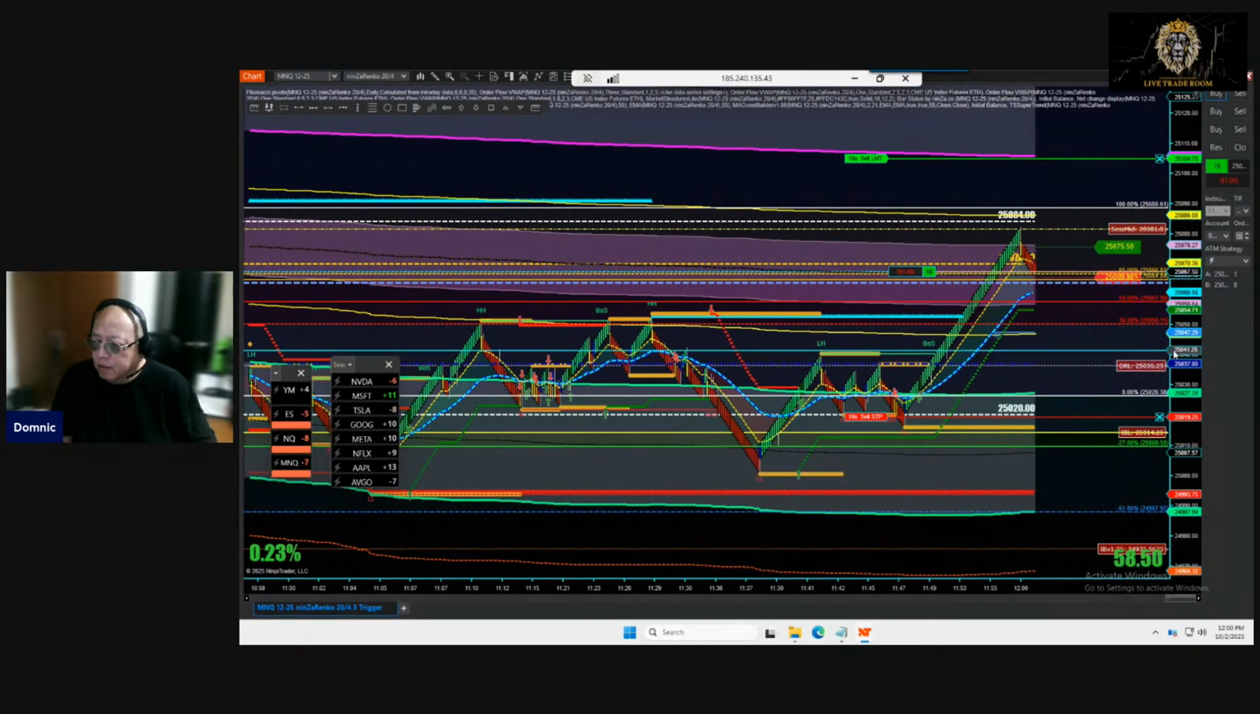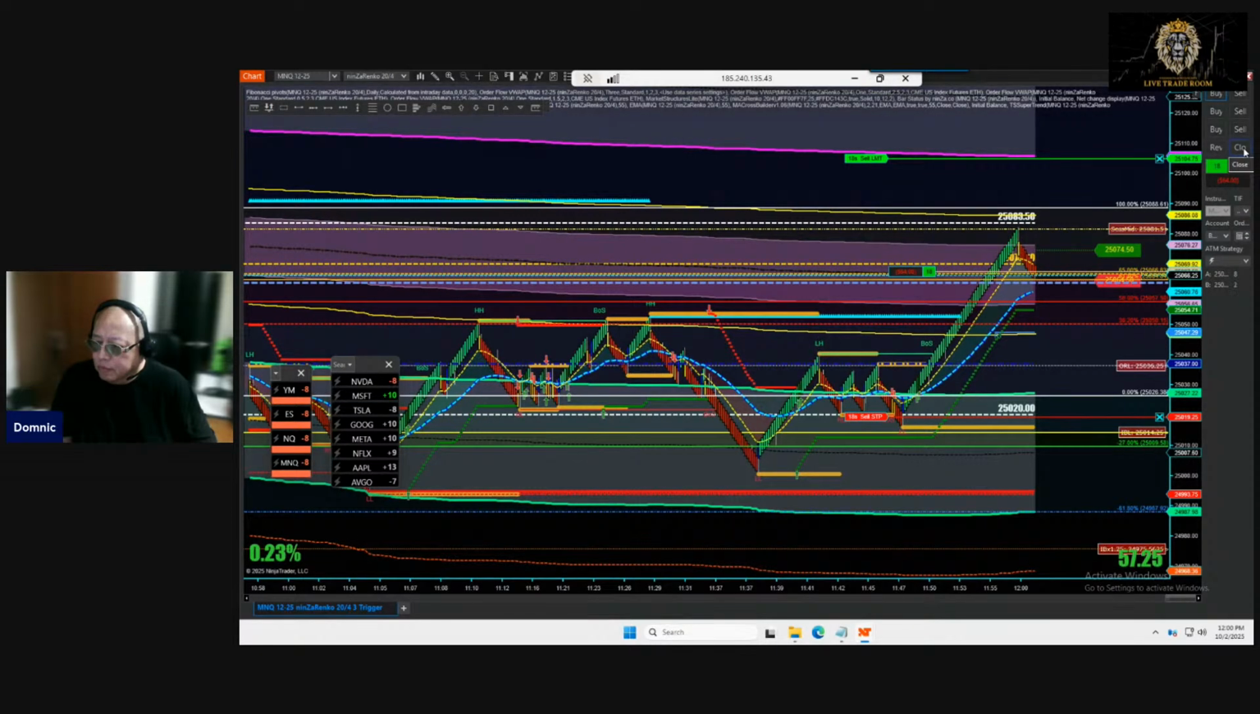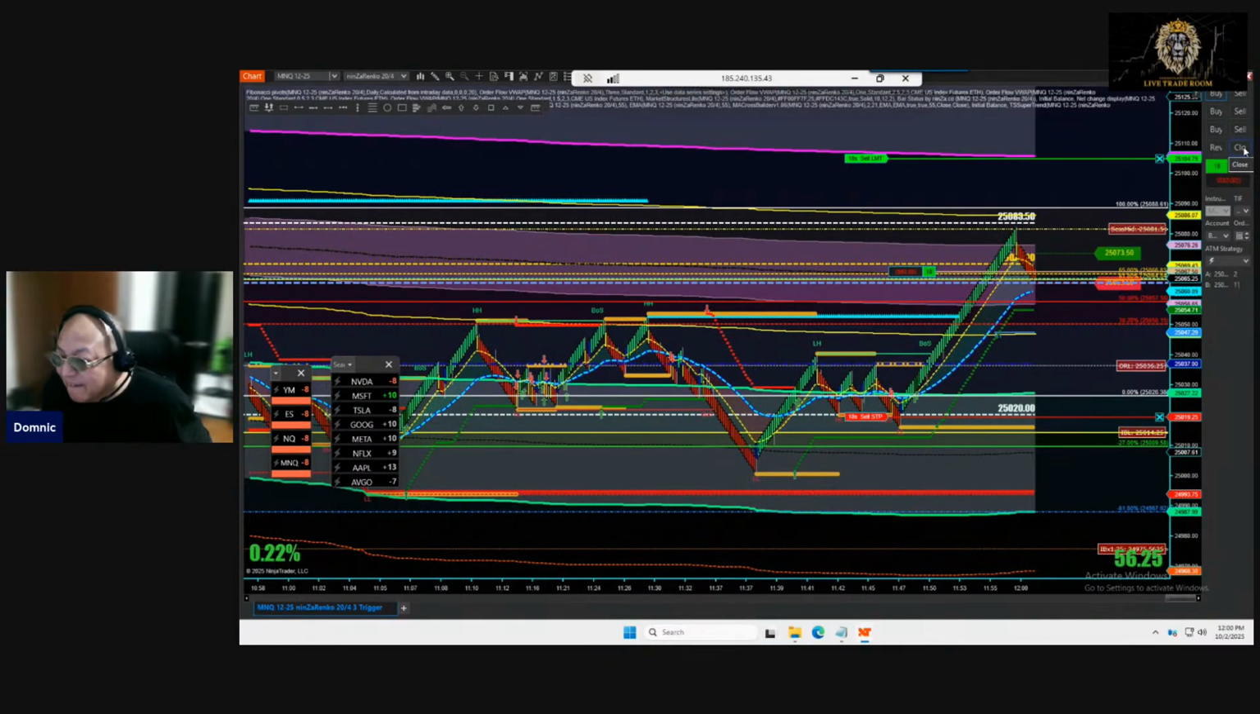Mm. Don't tell me it's going to go against this thing. Hit the VWAP. So this is basically a VWAP bounce. So it continues going up.